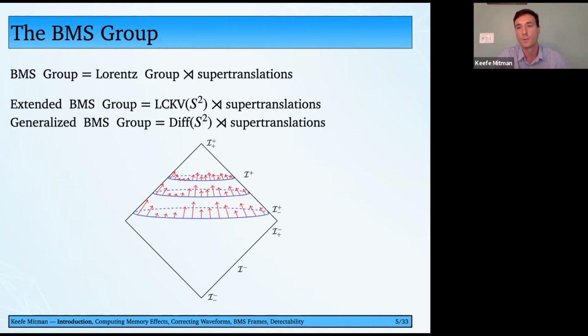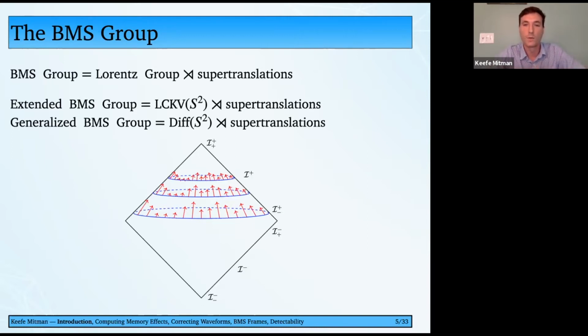And then a more recent proposal is the generalized BMS group, where we instead promote the Lorentz group to local diffeomorphisms on the two-sphere. Both of these are fine. We're still working out which one seems to be the best choice, but they both resolve the leading and subleading soft theorems and reproduce the typical BMS charges that we're used to seeing.